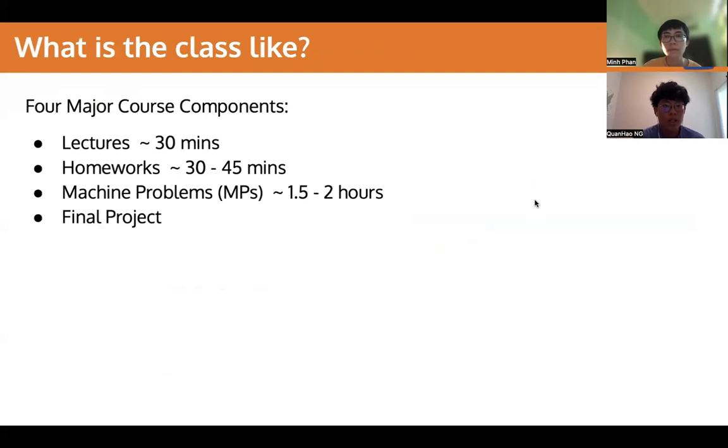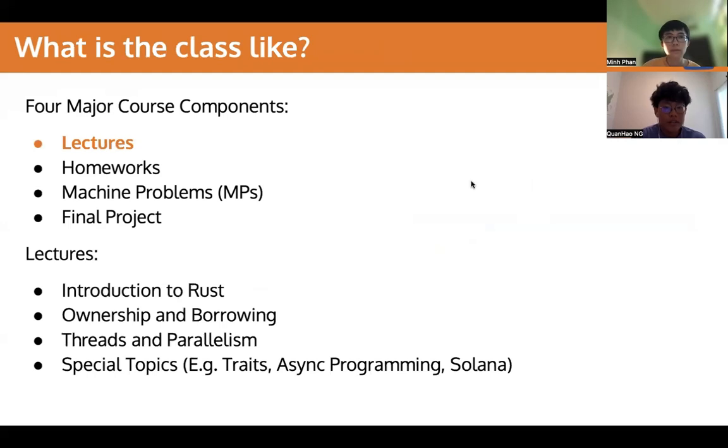So I'm going to cover how the class is run and the structure. The four major components are listed here. We have weekly lectures and homeworks, and then there will be about 3 to 4 MPs throughout the length of the class, followed by a final project. First, the lectures will usually be recorded like this and uploaded to YouTube and shared on the Discord chat. We'll cover topics such as the introduction to Rust, ownership and borrowing, threads and parallelism, and then towards the end we'll have a selection of special topics.